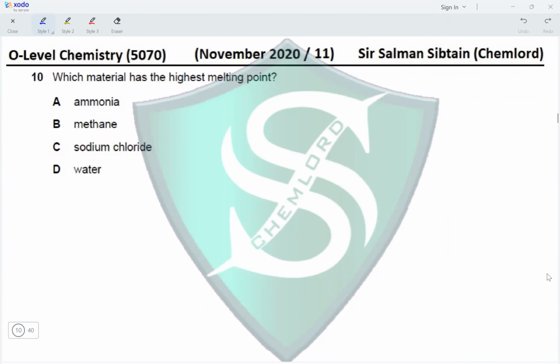Question 10. Which material has the highest melting point? Ammonia. Okay, now since they have listed the substances here, we are going to find out the type of bonding that they have, and based on that, we will figure out the melting point. So ammonia is a simple covalent molecule. Next is methane, also a simple covalent molecule. Sodium chloride is an ionic lattice, and water is a simple covalent molecule. Since ionic compounds have a greater melting point than covalent compounds, option C is the correct option for this question.